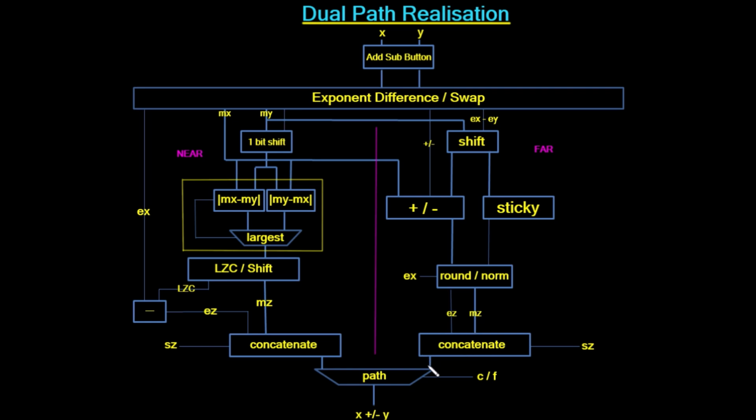We then pass this into the multiplexer, and again we make our choice. So if there has been a subtraction and the value of MR is less than 1, then we're going to choose this near or the close path. And if the opposite is true, that is, there hasn't been a cancellation, then we're going to use this far path here. And our output is going to come out at the bottom, which is x plus or minus y.